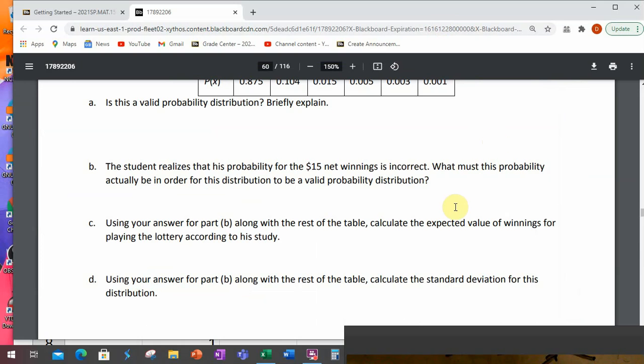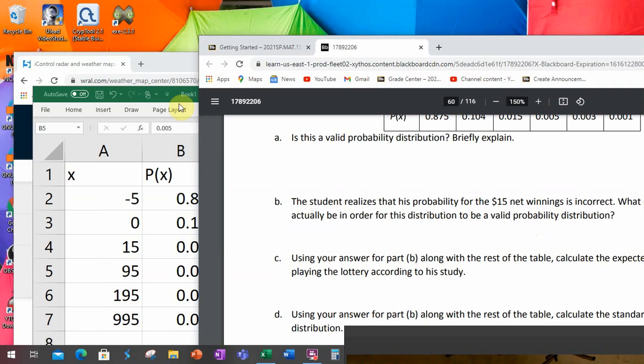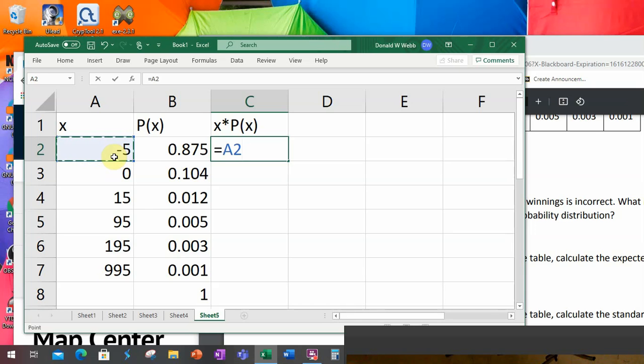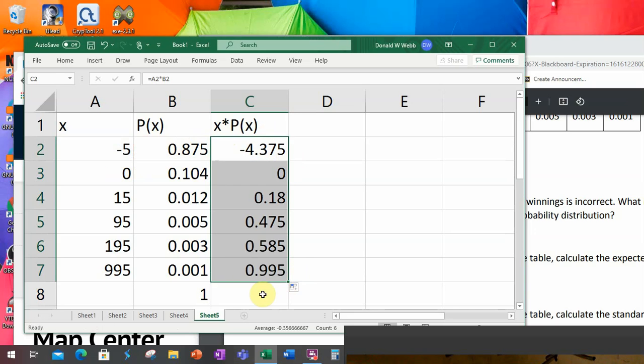Okay. Calculate the expected value of the winnings. So if he played this thing over and over and over again, what would his average winnings be? And per game, I guess is what we would do. And this is X. What I'm going to do is just multiply the X times P of X. I would do this in Excel. You would have to do this by hand and add it if you're doing it calculator wise. Do it like this. This times its probability, and then drag down, and then sum.